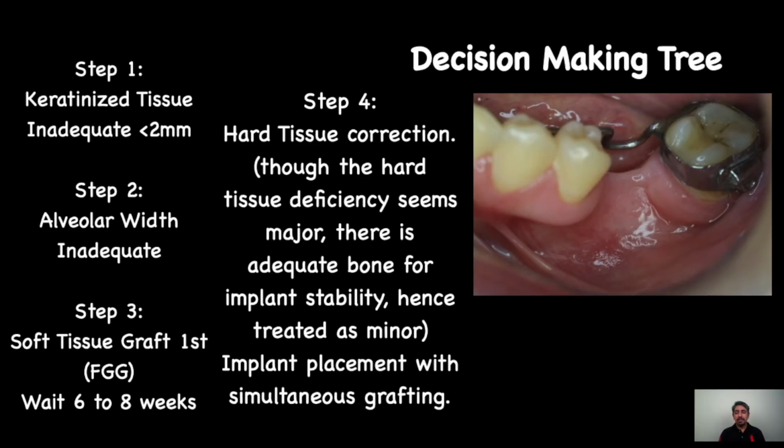So for our case, since there was deficient hard and soft tissue volume, this was the decision making process that we went through. Step one was that there was inadequate keratinized tissue, less than 2 millimeters. There was inadequate alveolar bone as well. However, this was minor when examined on the CBCT. So our decision making process involved first augmenting the soft tissue with a free gingival graft, which would be left there for about 6 to 8 weeks to mature. And following this, we would place the implant with simultaneous hard tissue augmentation.